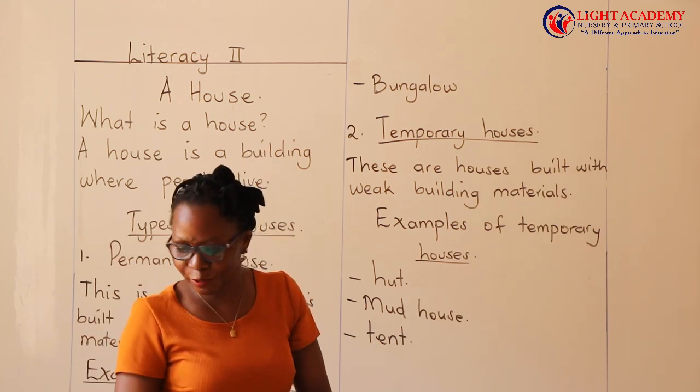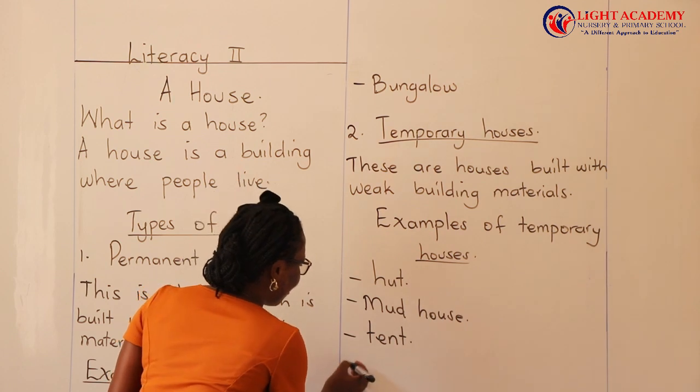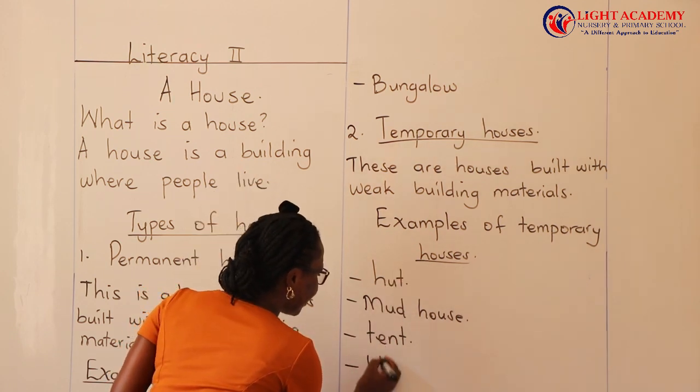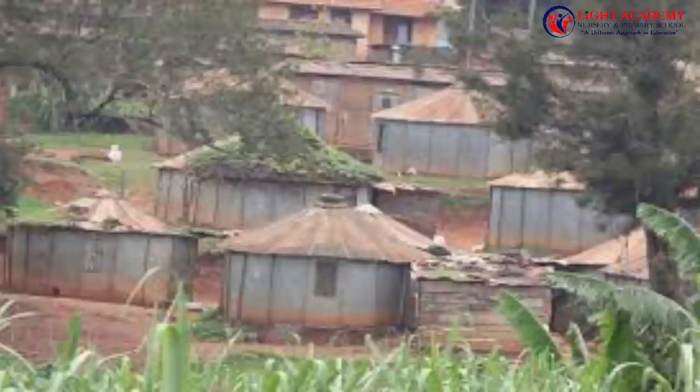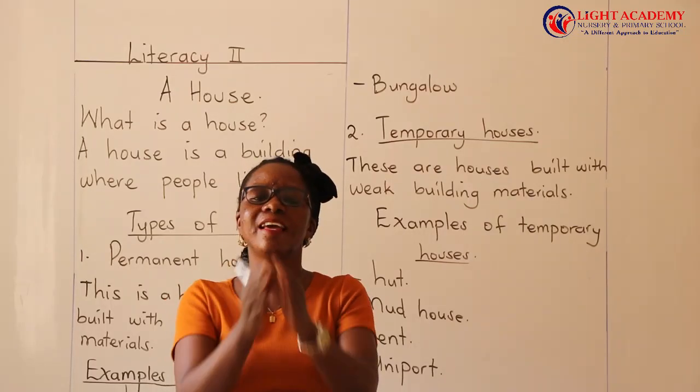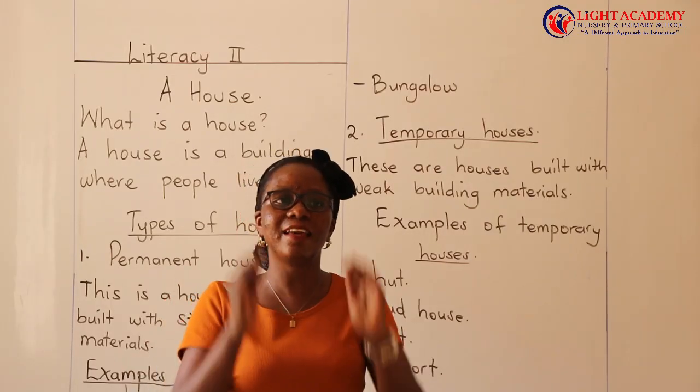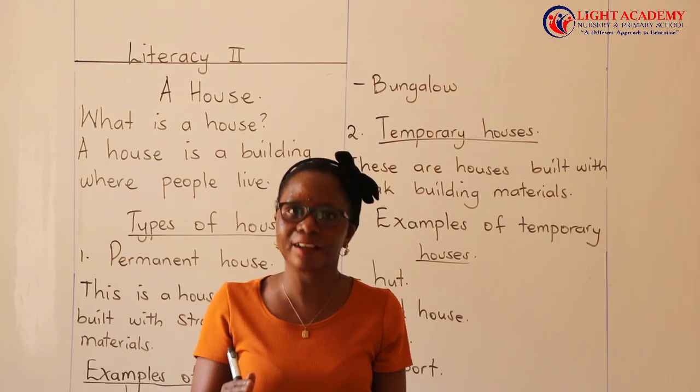Are we together? So another example of a temporary house is a uniport. Some of us may not know what a uniport is, but I want to give you an example. When you go to the barracks, there are those small houses that the soldiers sleep in. Those houses are called uniports. They are never strong. They are always weak.